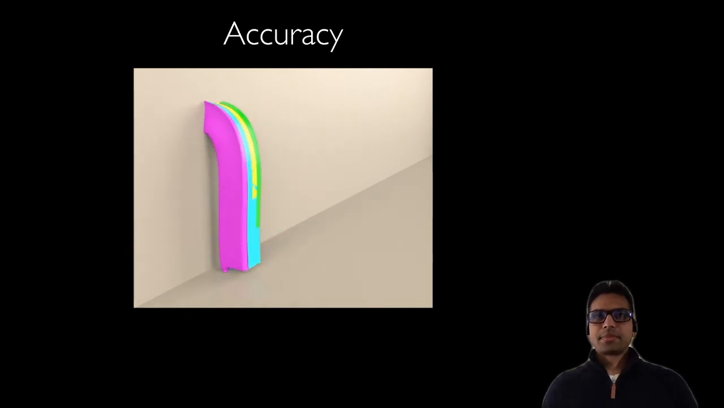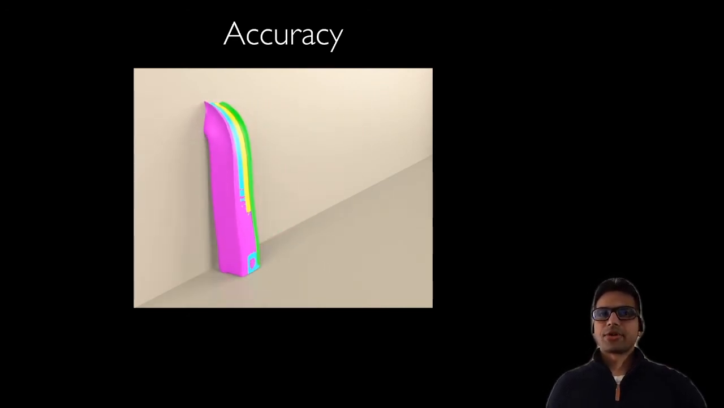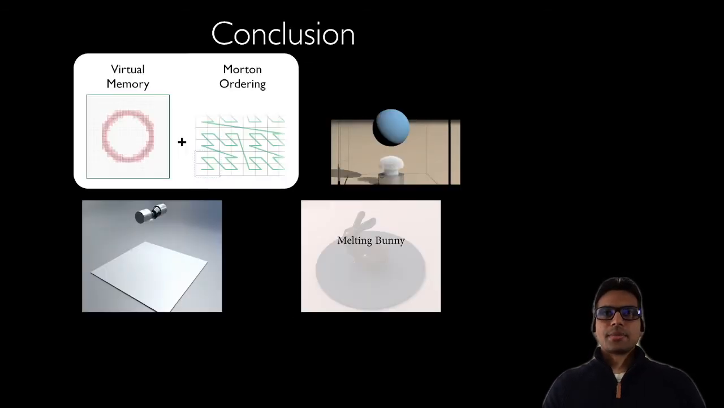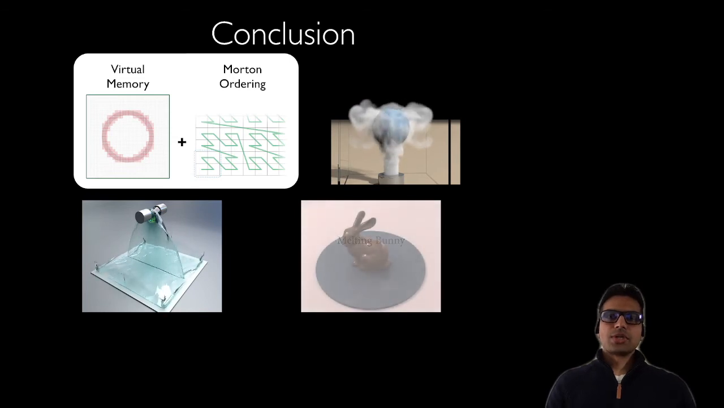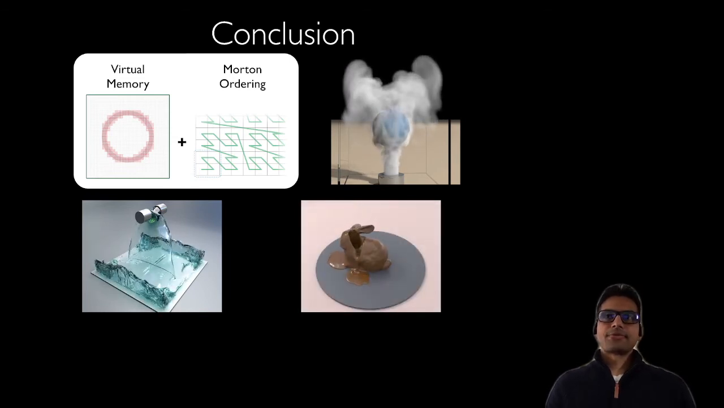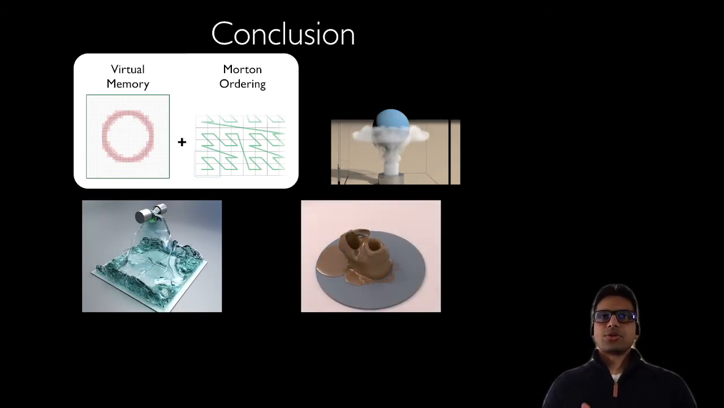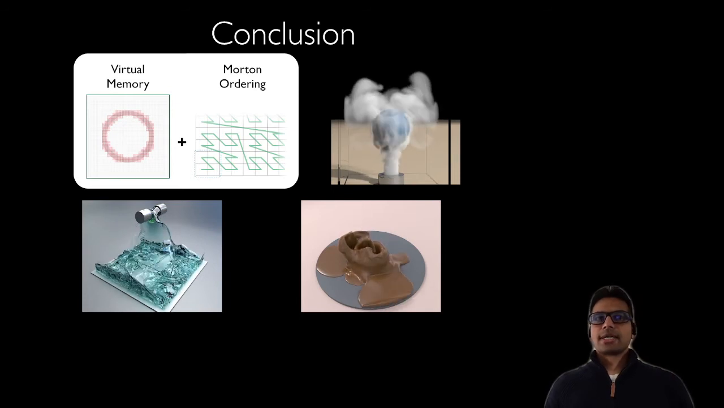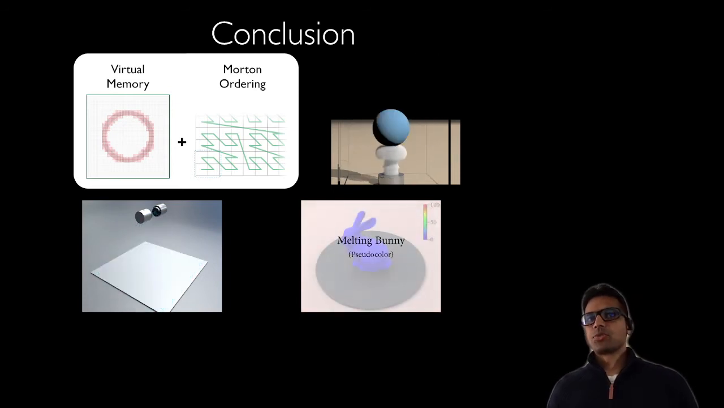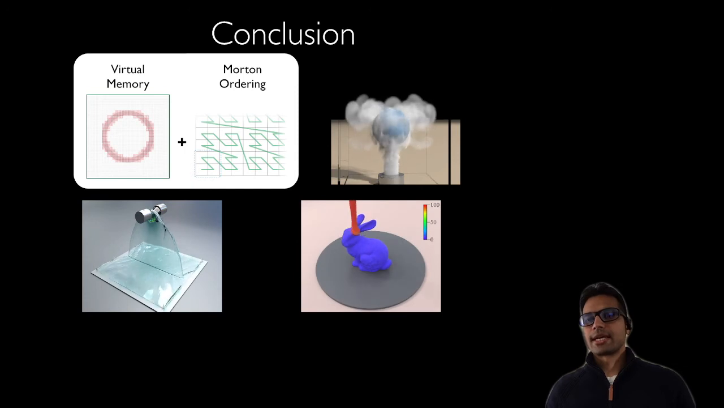So I'm skipping details here just because it's not really relevant for where I want to move in this talk. But I just wanted to conclude that what I have shown you so far is the use of SPGrid for designing efficient pipelines for smoke simulation, water simulation, and viscous liquids.